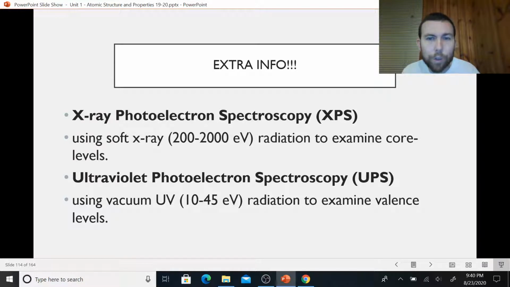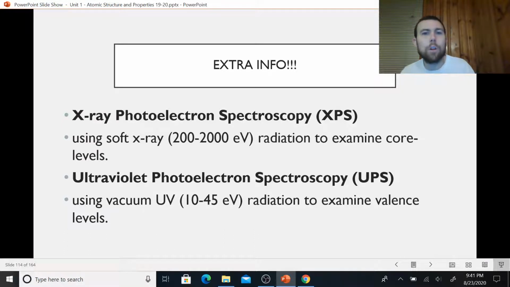The second type of photoelectron spectroscopy is ultraviolet photoelectron spectroscopy, UPS. Again, it uses vacuum ultraviolet light, which gives off an energy between 10 and 45 electron volts. That radiation allows the person studying this sample to examine specifically the valence electrons for a given substance. So keep in mind, X-ray photoelectron spectroscopy deals with our core electrons. That's why it requires more energy to remove them, right?